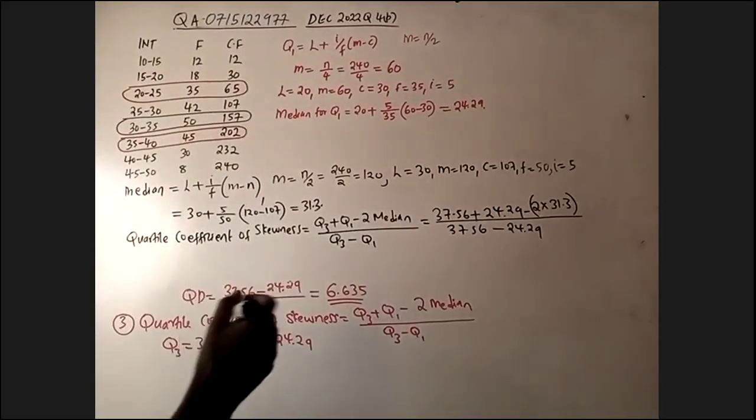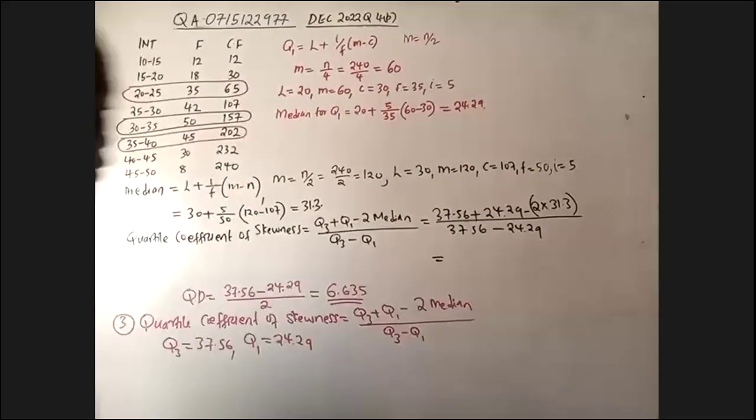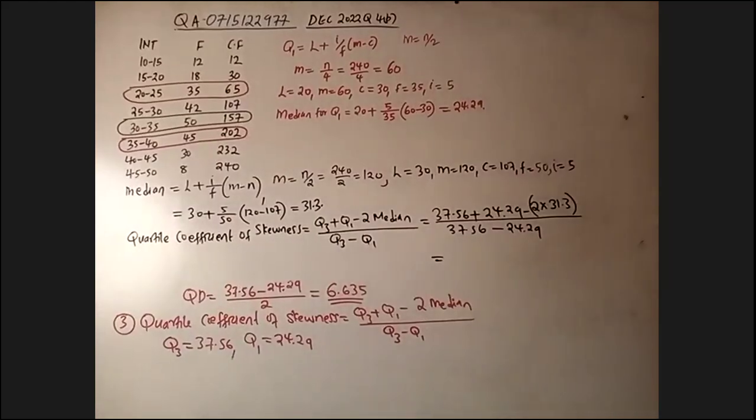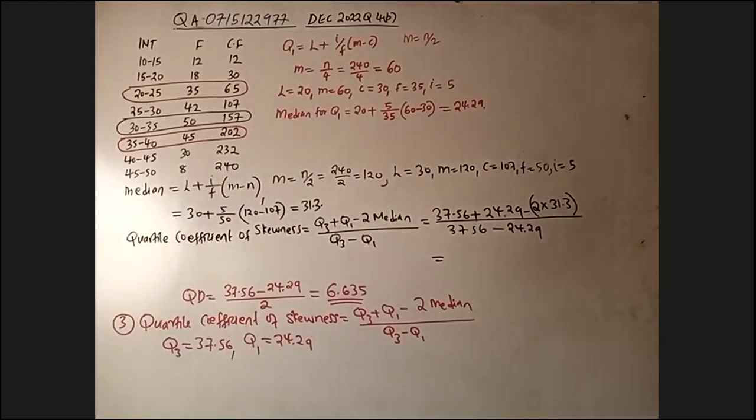Now find the skewness. The quartile coefficient of skewness will be minus 0.